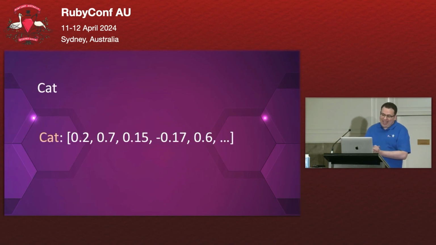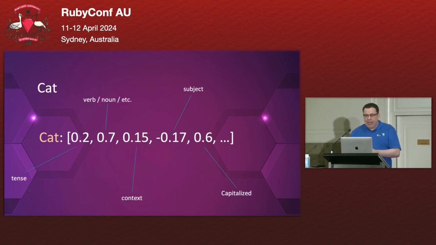So if you take the word cat, what a vector system would do is turn that word cat into a whole series of numbers. It could be a few hundred different numbers. And each number, this is a bit of an analogy, so it doesn't fully work like this, but one might refer to the tense of the word and whether it's a noun or a verb, or what context it's in, what's the subject, is it capitalized, all these things that generate meaning. And it basically creates this vector.